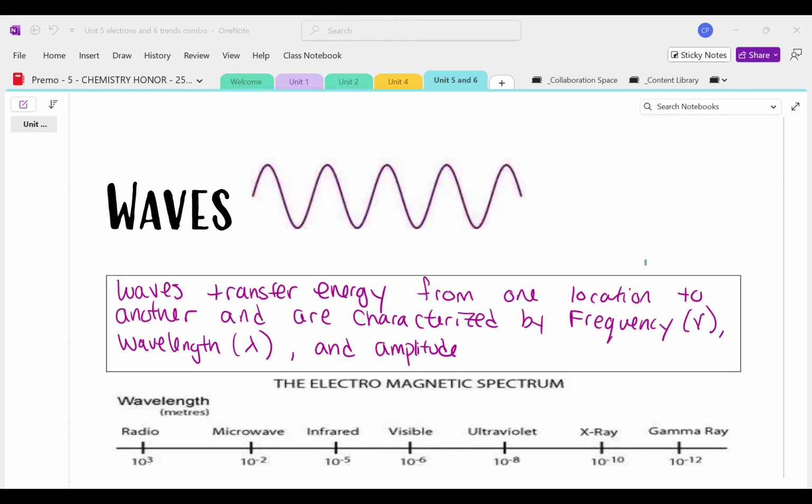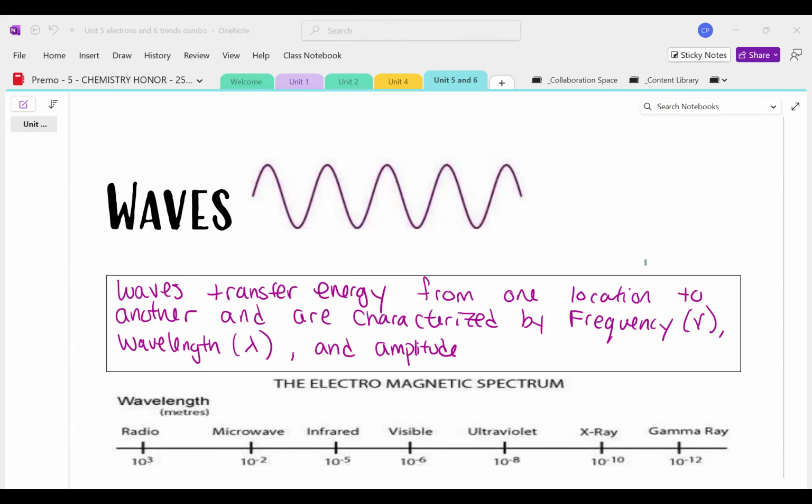Waves, as we can see in this picture, are this up-down motion. We'll describe parts of a wave momentarily. But waves transfer energy from one location to another. If you think about the waves that you normally think about, like ocean waves, they are moving energy throughout the water.